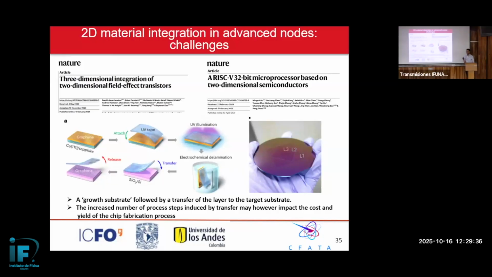The catch here is that it turns out that you cannot directly grow these 2D materials, or they are not compatible with the temperatures of the CMOS process, the process that you use to fabricate microprocessors. So they need to be grown on a different substrate, and then they are peeled off and stacked one by one. So this is time consuming. This is almost a craft, if you will, in order to fabricate these devices.